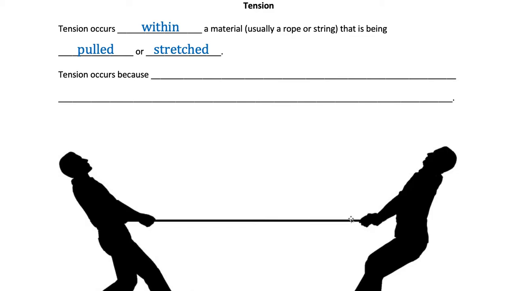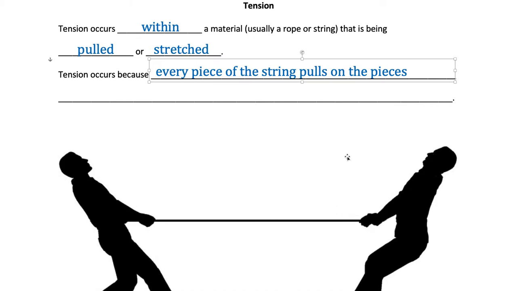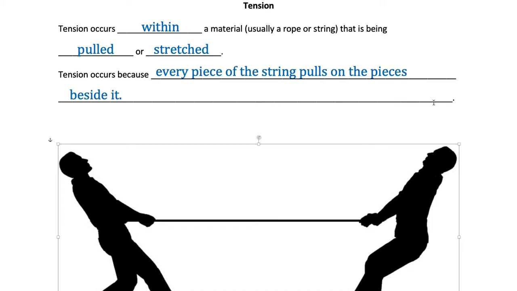Now the reason tension occurs is because every piece of the string pulls on the pieces beside it. That's why we can't have a loose floppy part in the middle and tight parts out on the side here. And I'm going to draw a diagram in a second that will help to illustrate that point.